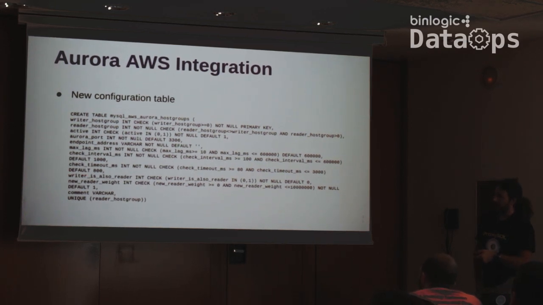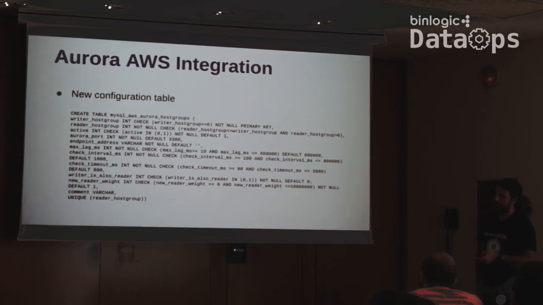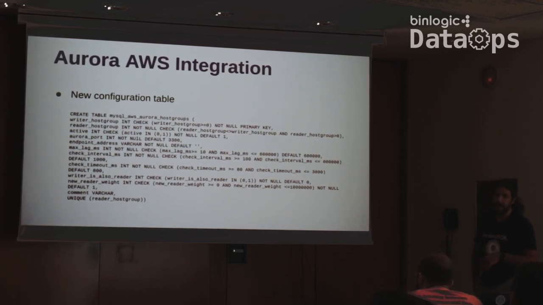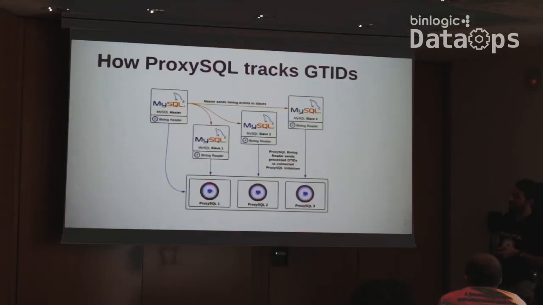Also, you have writer is also reader. So basically what this means is that when a failover happens, the replica that has now become the new writer also has to process the same statement or not. And now those GTIDs are sent back to every ProxySQL.